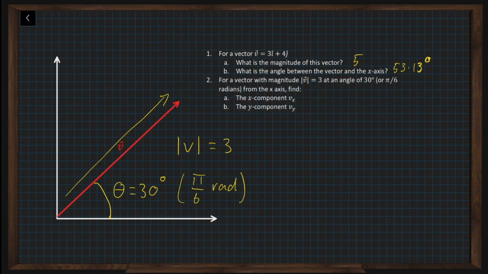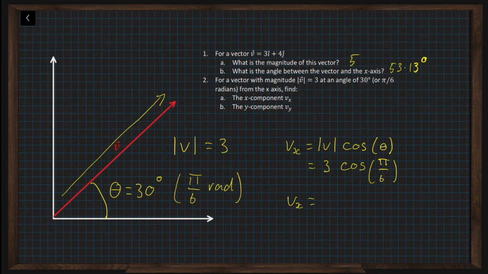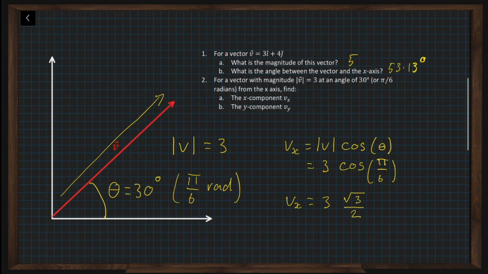So how do we find the x component? Well, we previously found from our little triangle that the x component of any vector is equal to the magnitude of the vector multiplied by the cosine of the angle between the vector and the x-axis. So this is 3 times cosine of pi over 6. So Vx is equal to 3 times, well, cosine pi over 6 is root 3 over 2. And that is our x component. And we can do the same thing for Vy, but in this case it is V times the sine of theta.